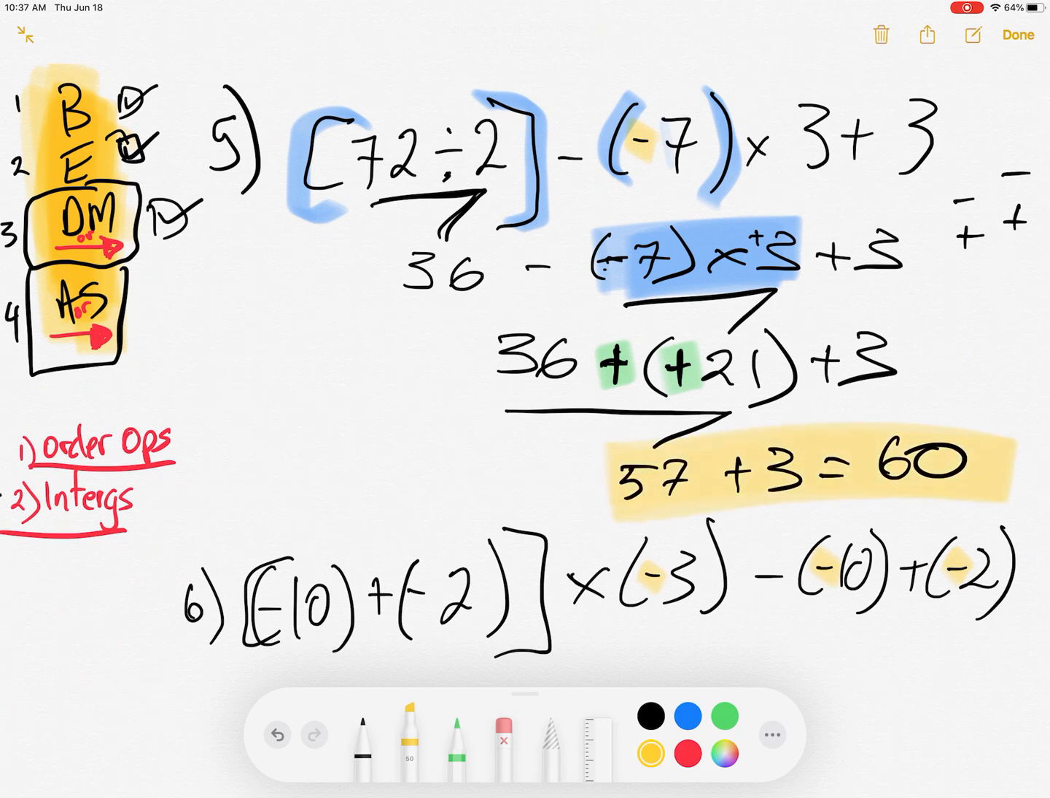So if you're struggling with this, take a look at my steps. Take a look at yours. See if you can identify: did you skip one of the brackets, exponents, division, multiplication? Did you miss a sign? Did you try and subtract here? If you got 29 for the answer up there, you've done this out of order.